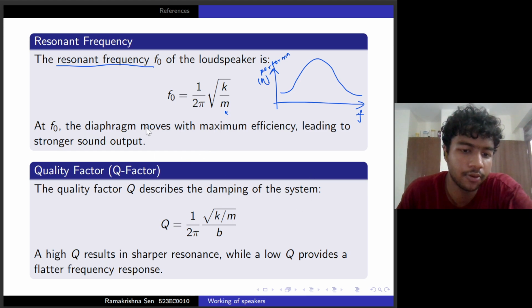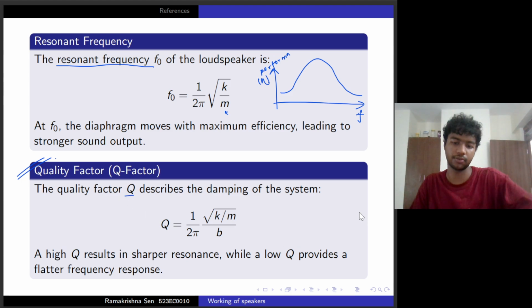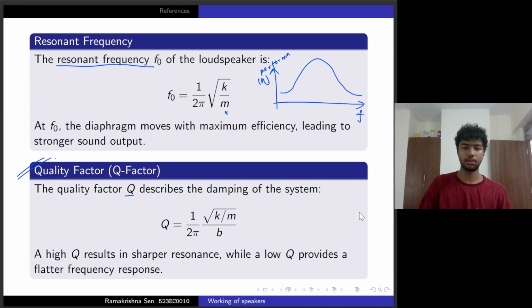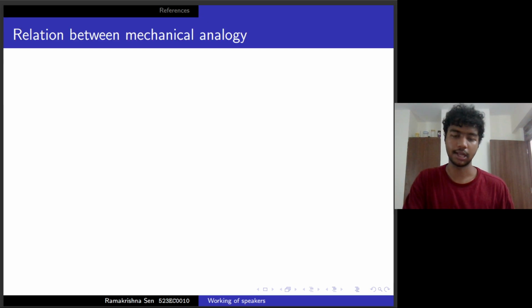The quality factor Q describes the damping of the system. So this actually means how sharp the output is, or what is the quality of the output from the audio system, which you actually want to take up. Right. So after this, we can move on to the mechanical analogy.